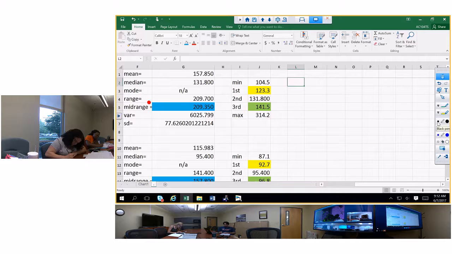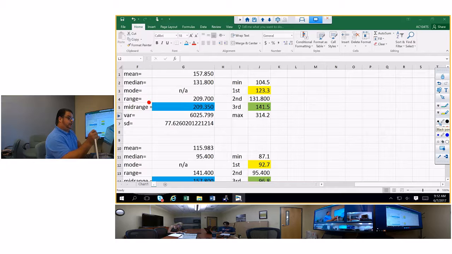Okay, I'm going to attempt to do this. Well, that's going to work. You got to draw your number line first. And it's not working. Let me try this.